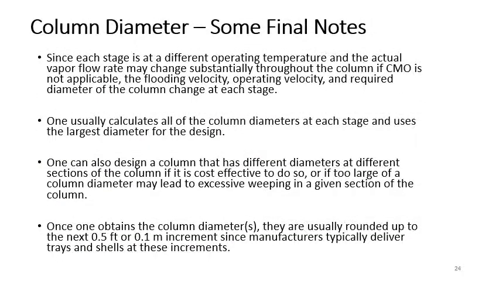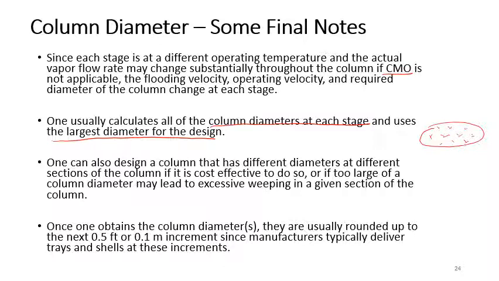Just some final notes on the design of a column, especially the diameter. Previously we assumed that CMO, constant molar overflow, applies, but actually in a lot of cases the CMO is not really applicable. It's just a sufficient approximation. So what you want to do is to calculate the column diameter at each stage, because each stage may have different vapor and liquid flow rates, thus needing different diameters. And if you calculate the diameter for each stage, you will have to decide to use the largest diameter for the design, and to compensate for the other stages with smaller diameter, you design the other stages with a smaller number of holes or more widely spread holes in the trays.